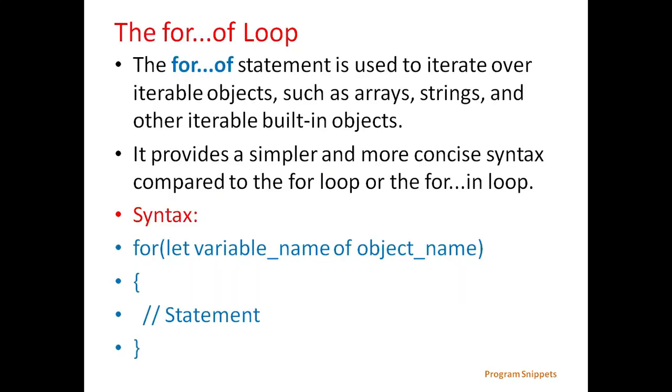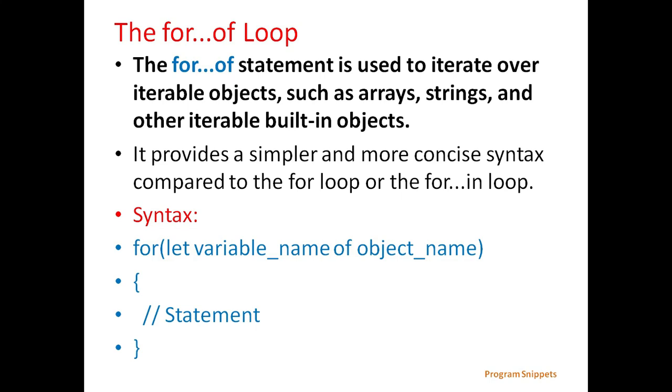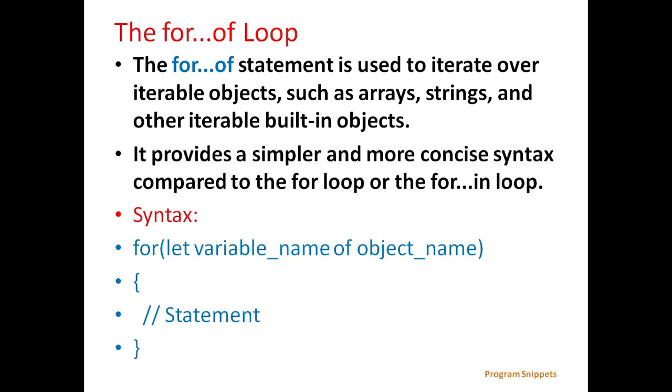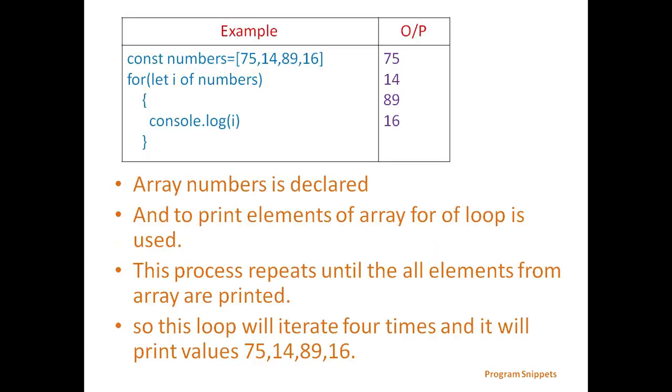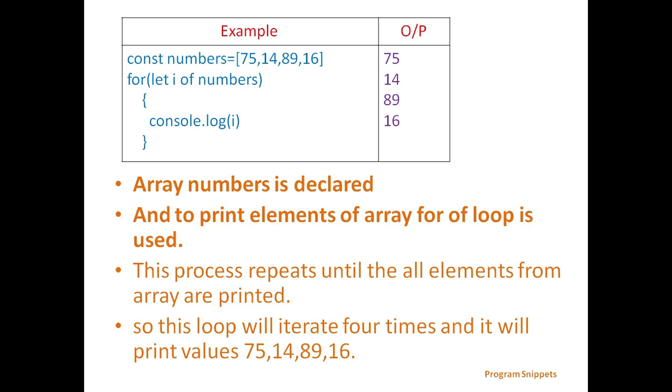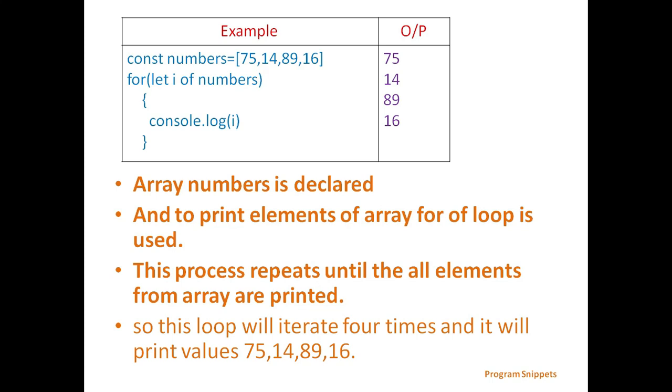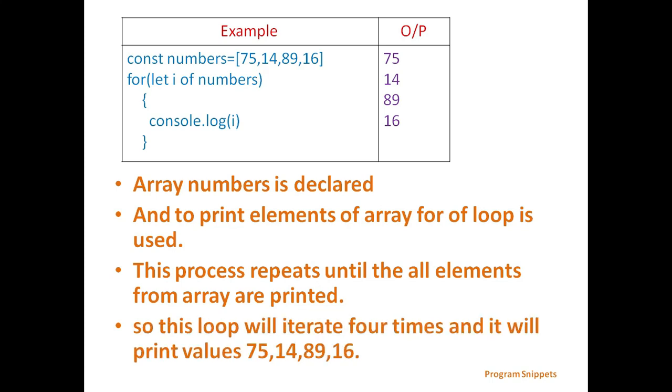Then the for of loop. The for of statement is used to iterate over iterable objects such as arrays, strings and other iterable built-in objects. It provides a simpler and more concise syntax compared to the for loop or for in loop. General syntax is for let variable name of object name and the statements to execute. For example, here an array of numbers is declared with values 75, 14, 89 and 16, and to print the array elements we will use the for of loop. This process will be repeated until all elements from the array are printed. So it will give the output as 75, 14, 89 and 16.